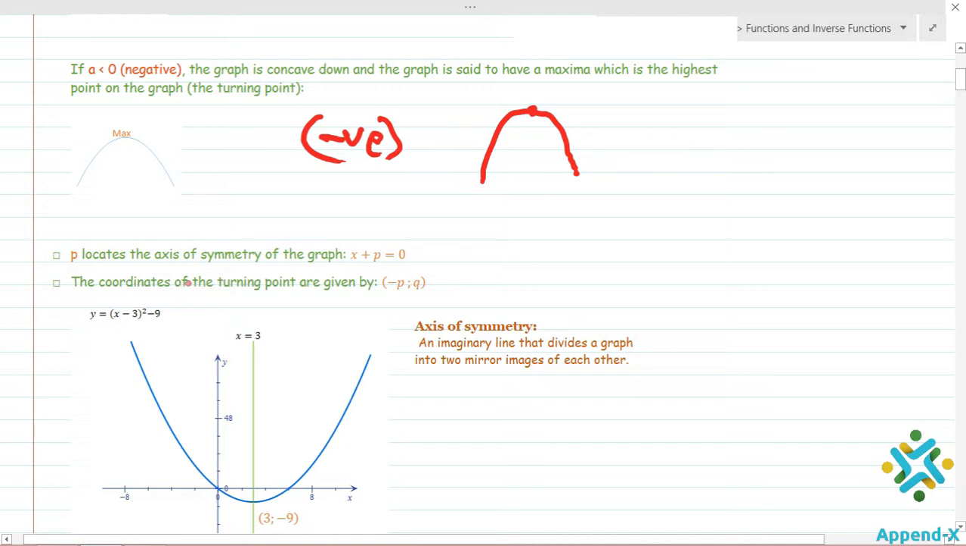Now p locates the axis of symmetry of the graph. Now to get the axis of symmetry, or the equation of the axis of symmetry, we equate x plus p to 0, and then solve for x. x is equal to negative p after sending p to the right hand side of the equal sign. And the coordinates of the turning point of the graph are given by negative p and q, where negative p is the x coordinate and q is the y coordinate, okay?